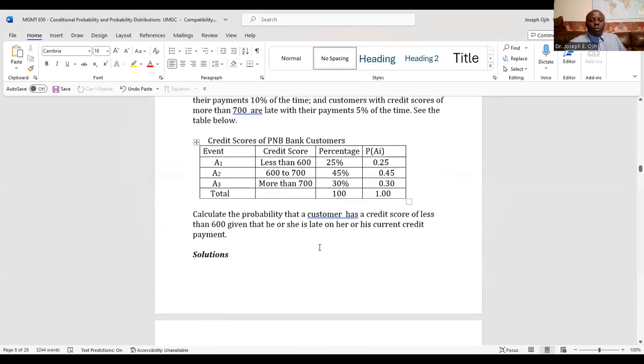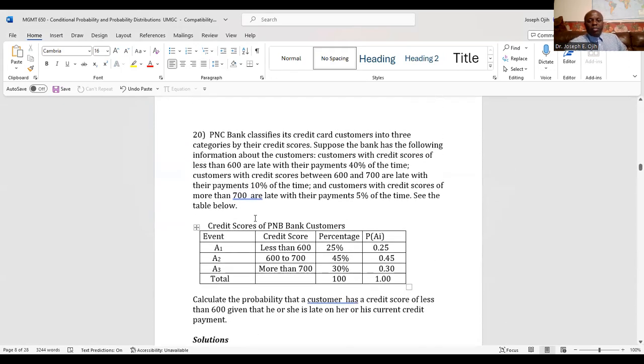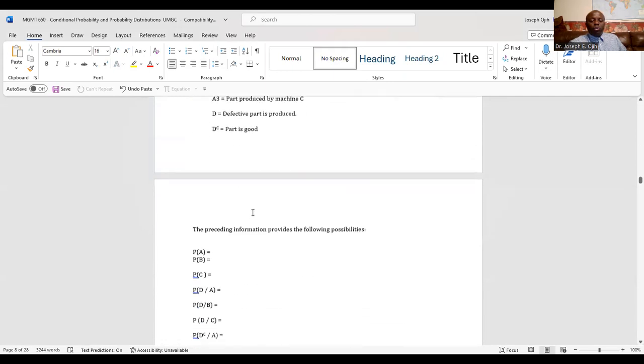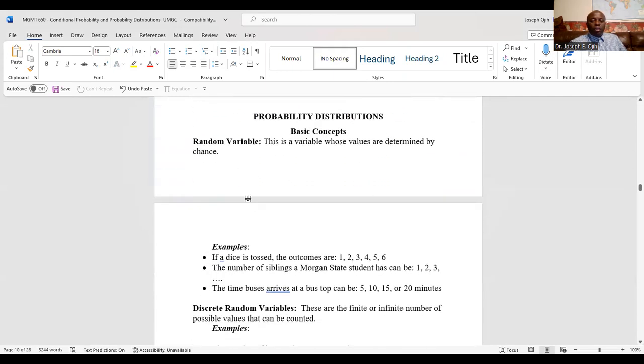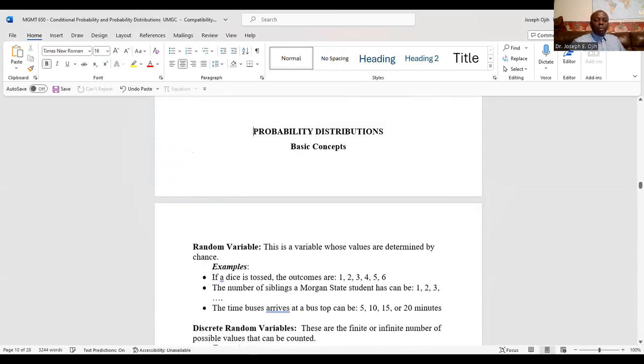Okay. Now we can try this as a practice when you have the chance. Let's go to the next thing we have, which is probability distributions.